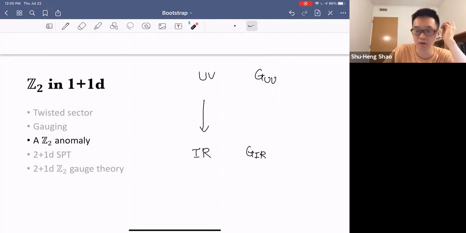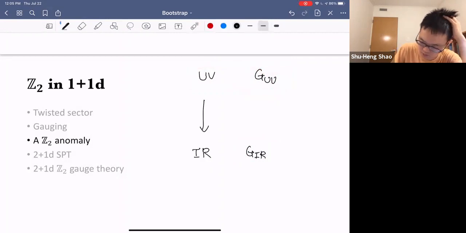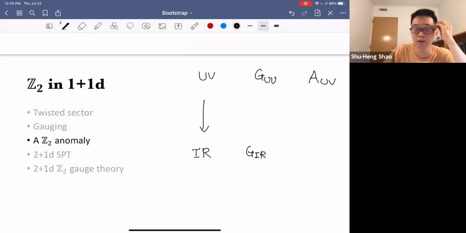So both can happen. Now, if you are a UV person, you start analyzing the system in the UV, then you can turn on background fields associated with the UV symmetry.